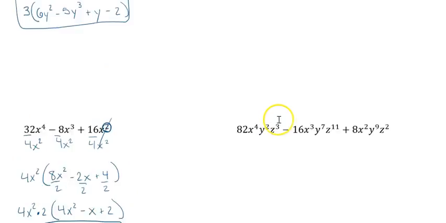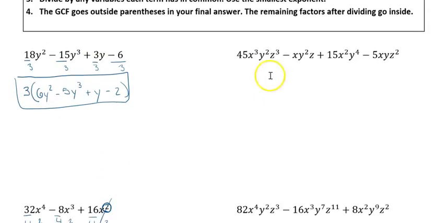All right. Now, the last example that I'm going to do with you guys, we have multiple variables. Okay, so what are my coefficients? Let's always start there. 45, negative 1, 15, and negative 5. There's nothing I can divide all of those by because negative 1 is already as simplified as it goes. Okay, so now let's look at our variables. We have x, y, and z. Does every term have an x? The answer is yes. What's the smallest exponent? Well, this one has a 1. All right, so that means I can divide an x out of every term.